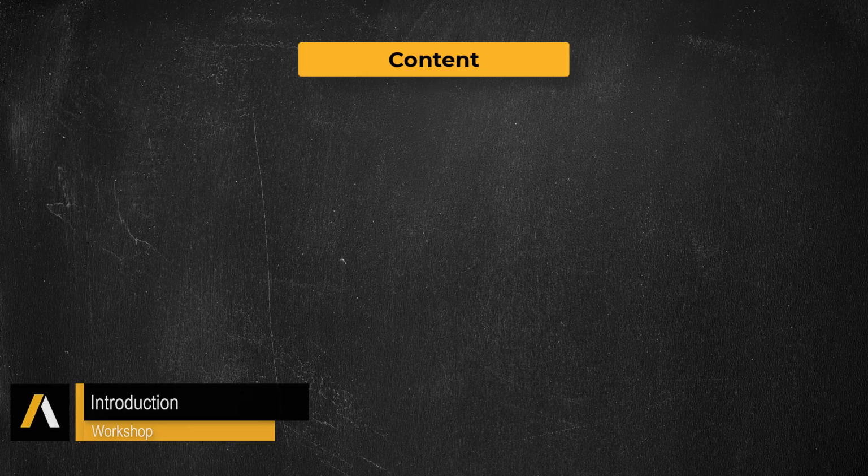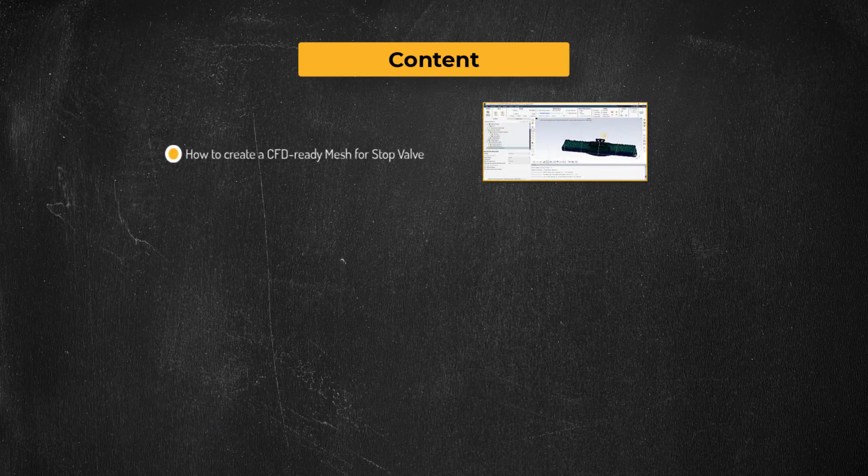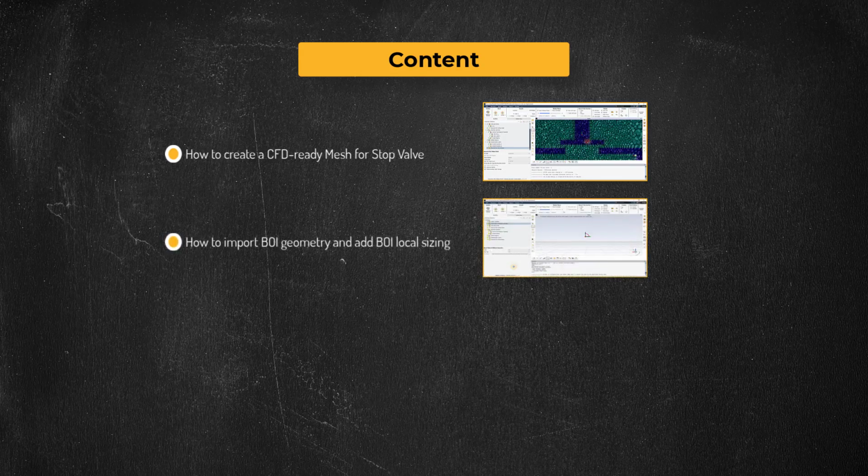Hello and welcome. In this workshop, we will demonstrate how to use the Ansys Fluent meshing watertight geometry workflow to generate a simulation-ready mesh that can be used to study the fluid flow through a stop valve. We will start with demonstrating how to import a body of influence geometry and add a BOI local sizing control to refine the mesh at the valve section to capture the complex flow dynamics during the simulation.